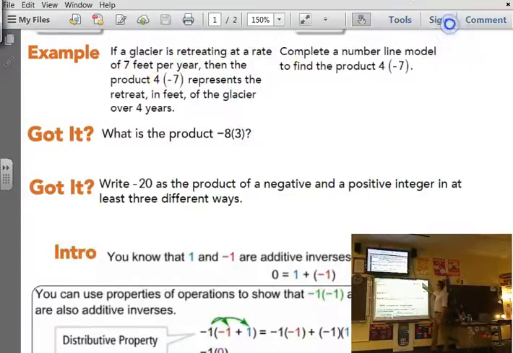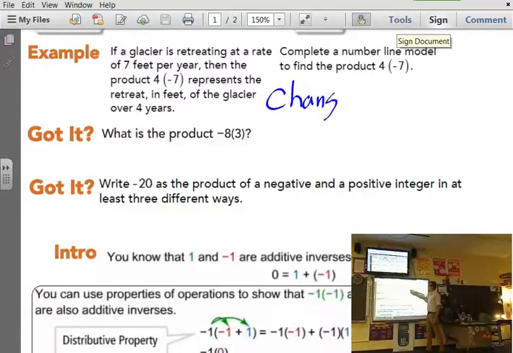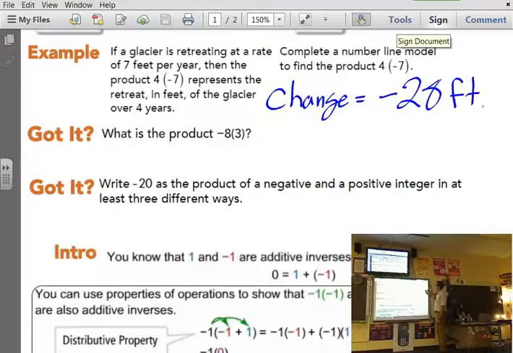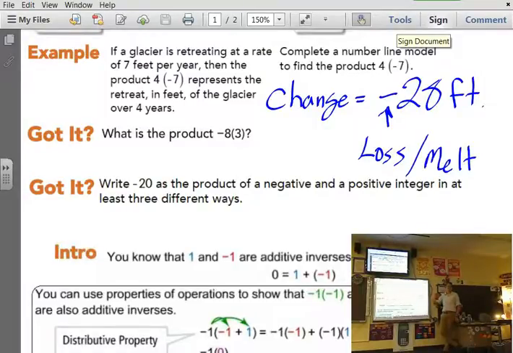So in total, it lost 28 feet, or retreated 28 feet. So the change that happened to the glacier is negative 28 feet from wherever it started. If we knew its start point, it lost 28 feet. This negative is just representing direction. What that's telling me is that we had a loss or a melt, as opposed to if it was positive, that would tell me it got bigger, as opposed to it got smaller. So does that make more sense why it's a negative?